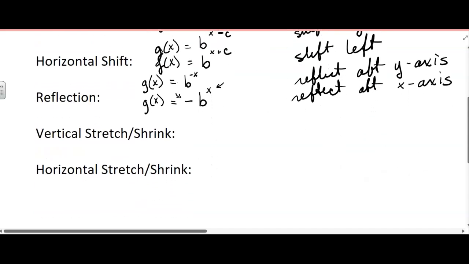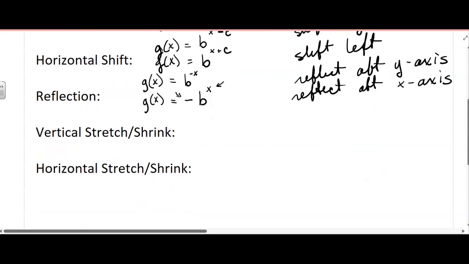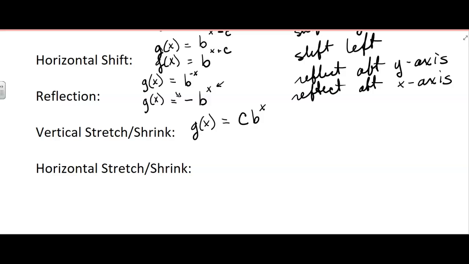Okay, let's talk about vertical stretch or shrink. If it's vertical, then it's c times b to the x. If c is greater than 1, then it's a stretch. And if c is less than 1, and I'll say greater than 0, we're assuming, c could be negative, but that would make it reflect. If c is between 0 and 1, then that's going to make it shrink.